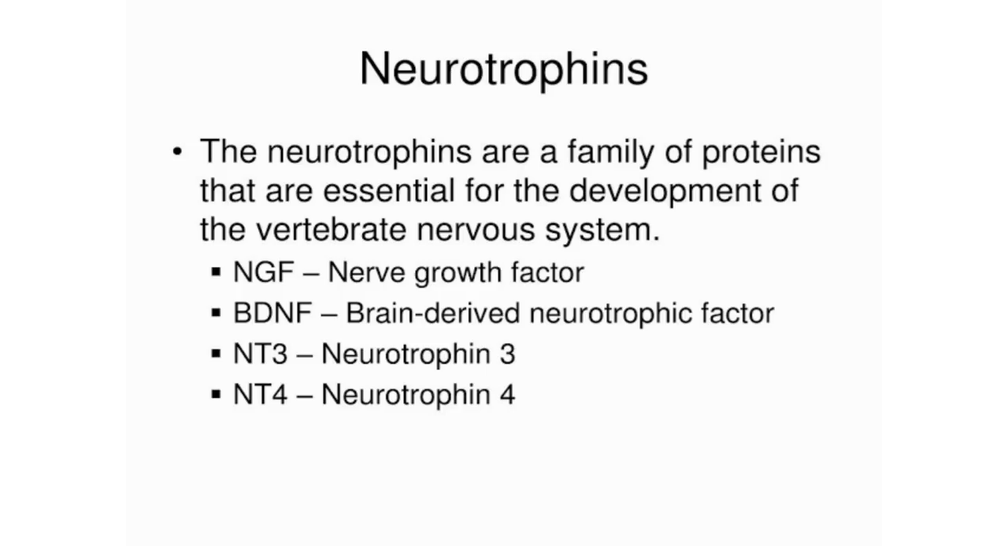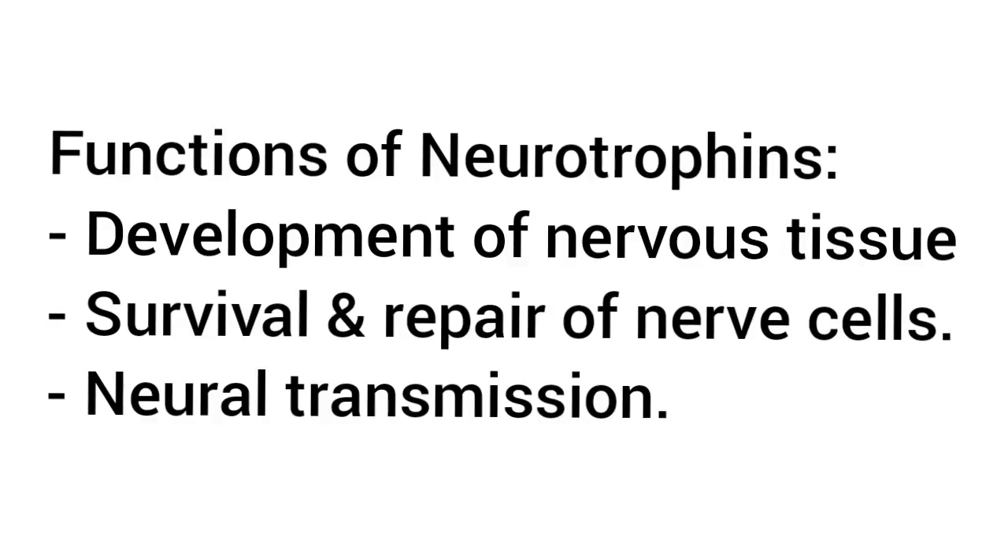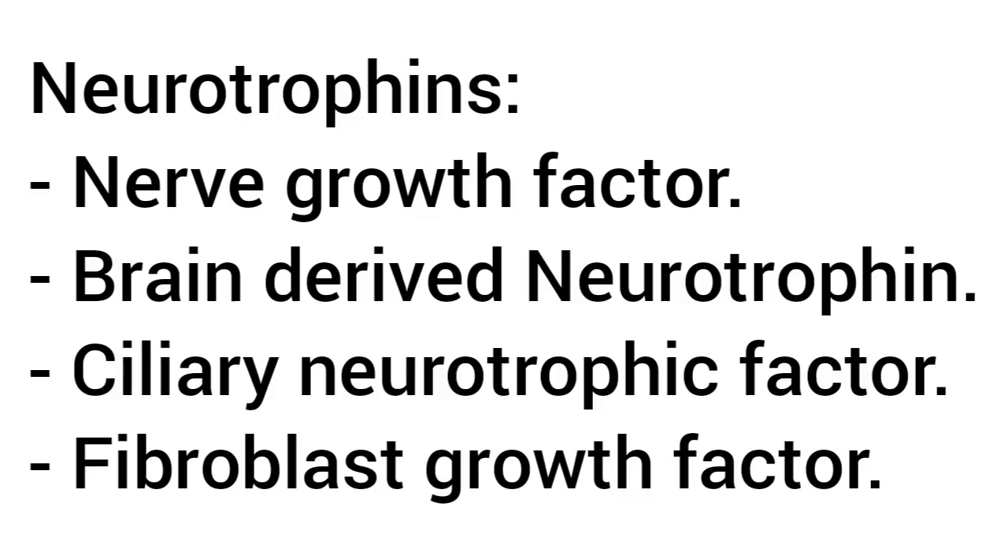Now we'll see neurotrophins. These are protein substances which help in growth and functioning of nervous tissue. Their function is initial growth and development of the nervous tissue and survival and repair of the nerve cells, and it also helps in neural transmission. The examples of neurotrophins are nerve growth factor, brain-derived nerve growth factor, ciliary neurotrophic factor, fibroblast growth factor, and etc.